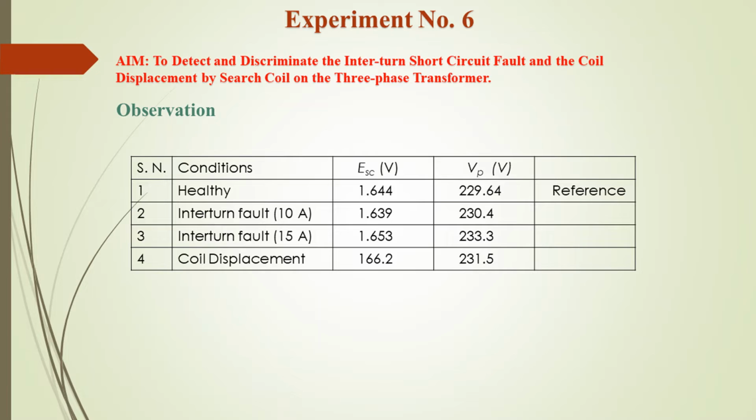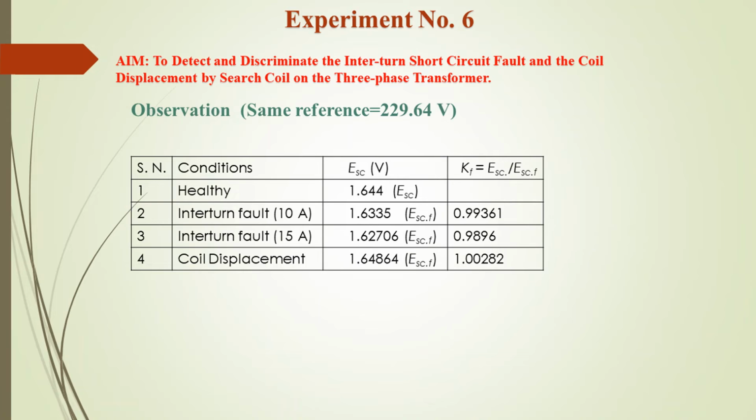Now we'll see the observations. For the healthy conditions, you can see the search coil induced EMF and the primary voltage. In the healthy conditions, the primary voltage is taken as the reference. Here you can see that this observation is done with the same reference. Now you can see that for the interturn fault, the value of Kf is less than 1, and for the coil displacement it is greater than 1. Hence, in this way we perform this experiment.